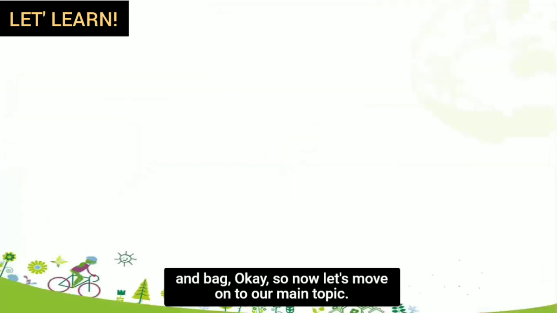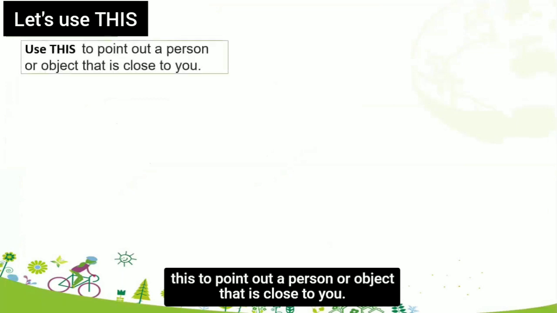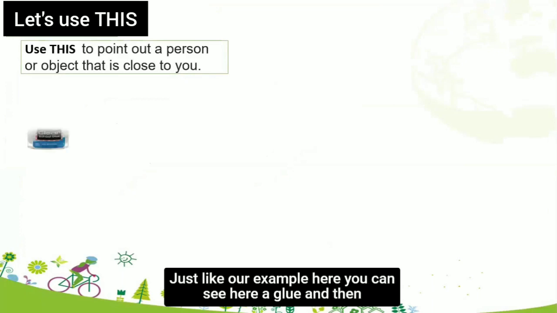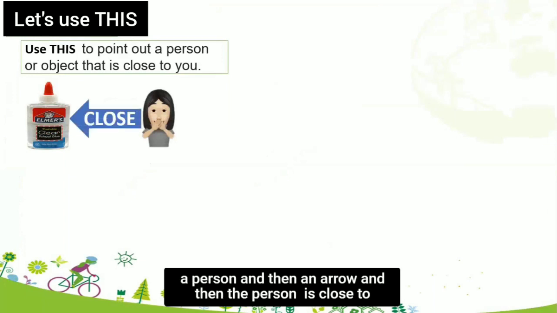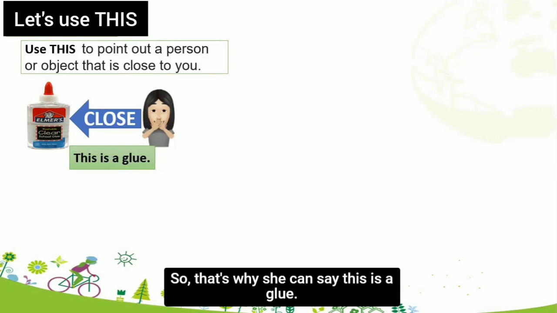Okay, so now let's move on to our main topic. So let's have the first one, which is the use of this. Use this to point out a person or object that is close to you, just like our example here. You can see here a glue and then a person and then an arrow. And a person is close to the glue because as you can see, the tip of the arrow is touching the glue. So in this case, you have to say this is a glue. Just imagine that this person is maybe holding or beside that glue. So that's why she can say this is a glue.